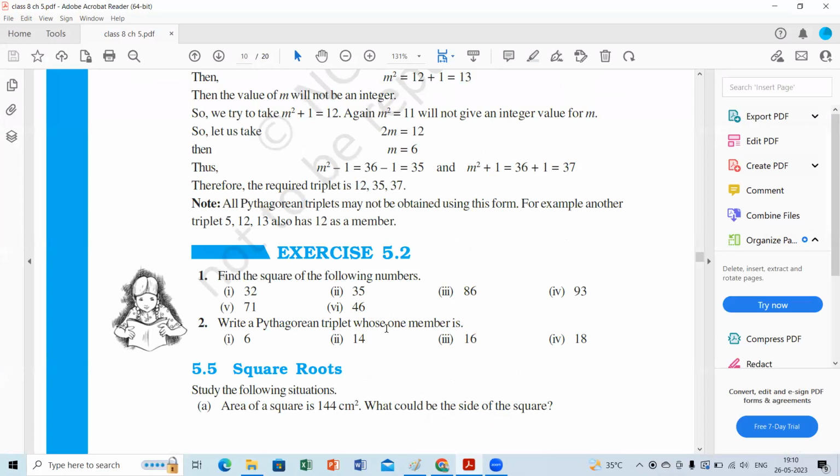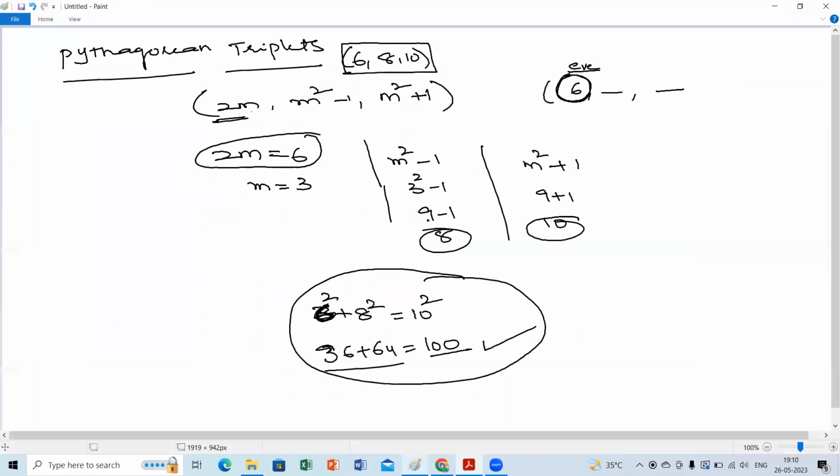Yes, children, this can be equated to 2m equal to 7, right? Yes, ma'am. So one of the triplet is 14. Then what is m square minus 1 and m square plus 1? 48 and 49. Is it the same thing, children? 14, 48, 49. Is it true?